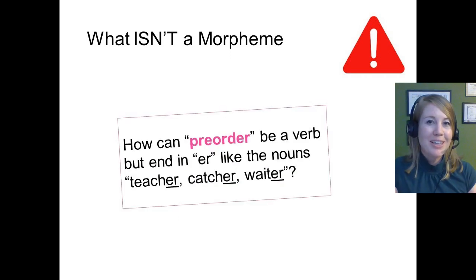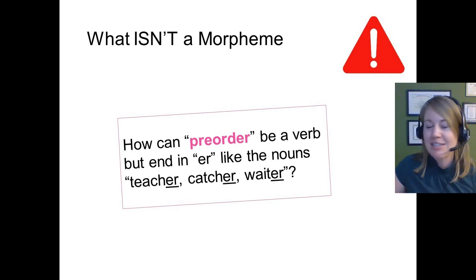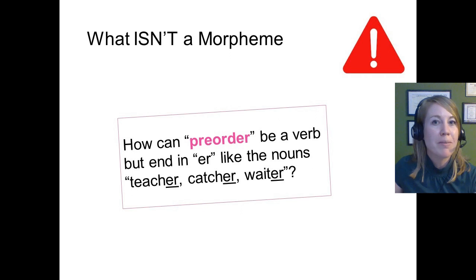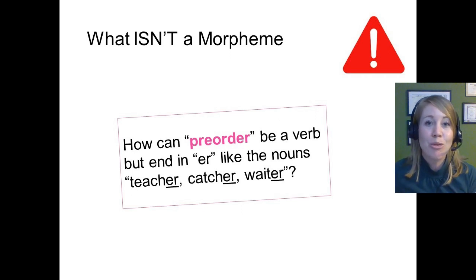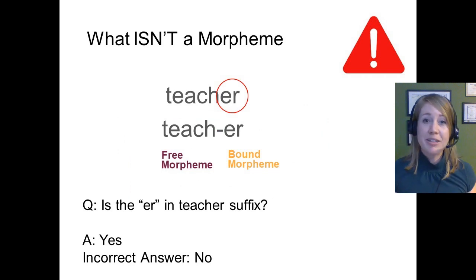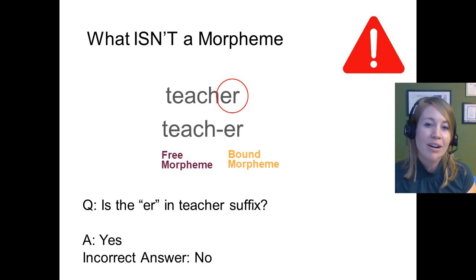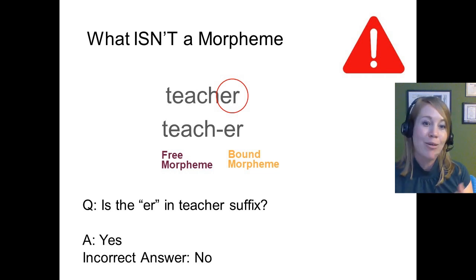So earlier in this lecture, I posed the question, how can pre-order be a verb but end in er like the nouns teacher, catcher, and waiter? So let's explore that, because again, we're still discussing what a morpheme isn't, and you have to know the word. Let's start by looking at teacher. In the word teacher, the free morpheme, the base word, is teach, right? And I could add the bound morpheme er to create teacher, a noun.